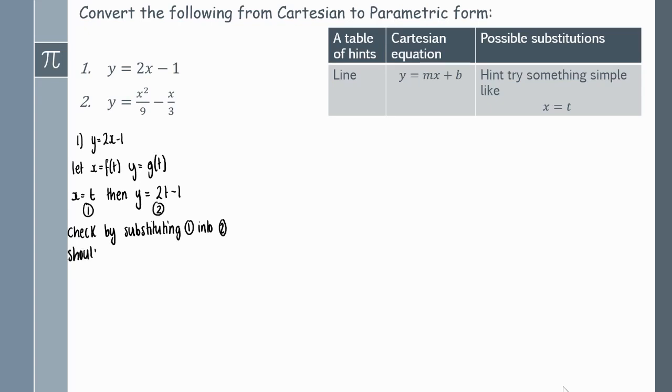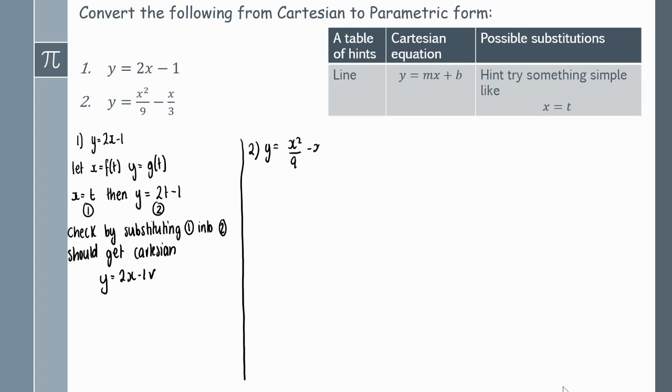Now, if you sub 1 into 2, you should get your Cartesian or original back. So if we have y equals 2t minus 1, I know that I let x equals t. So everywhere I see t, I put an x, and I end up back with y equals 2x minus 1. That's good. The next one, we have a few options, but we're going to try the same thing.